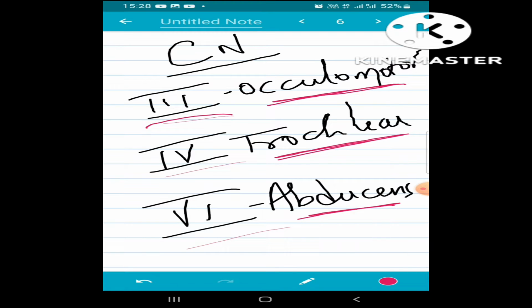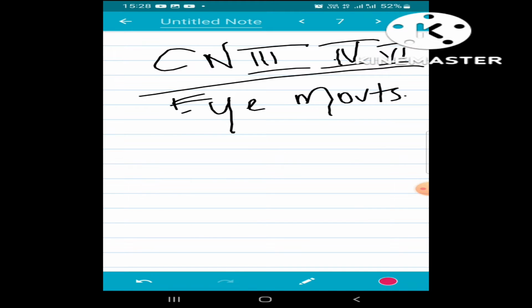The fifth nerve is actually the trigeminal nerve, which has a different examination. These three nerves, that is 3, 4 and 6, are examined at the same time. So let's see how we do that. What do 3, 4 and 6 have in common? Eye movements.